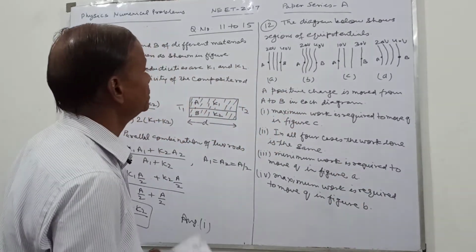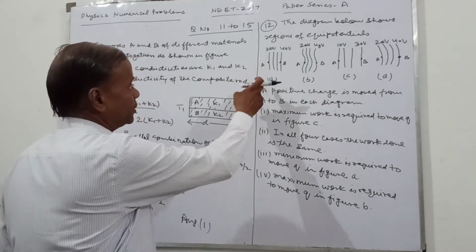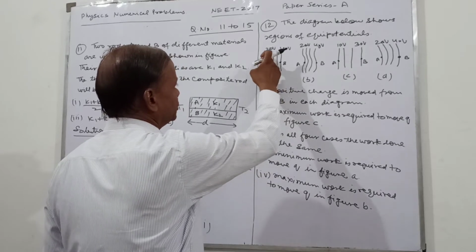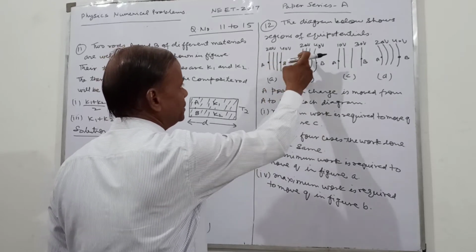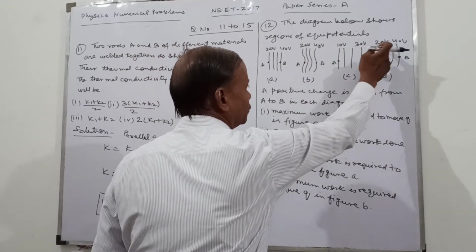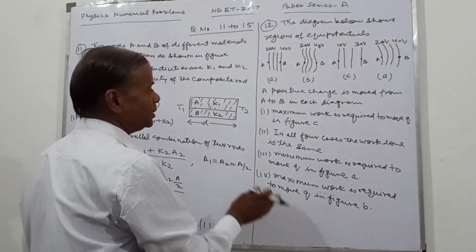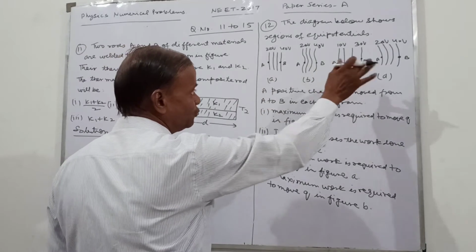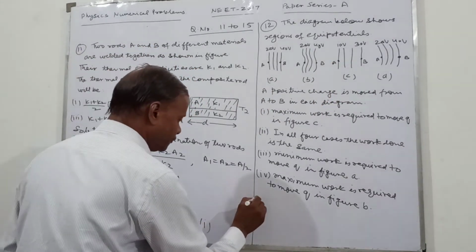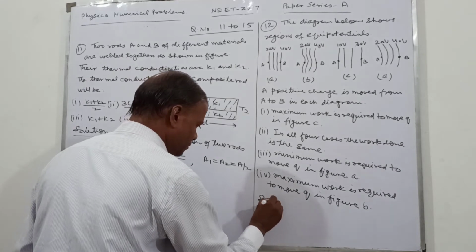So this is the question. You are given the regions of equipotentials. This is 10, this is 20, then this is 40, this is 20, this is 40, this is 10, this is 30, this is 20, 40. And the charge Q is moved from point A to B in all these figures. So now we have to find the solution of this one.